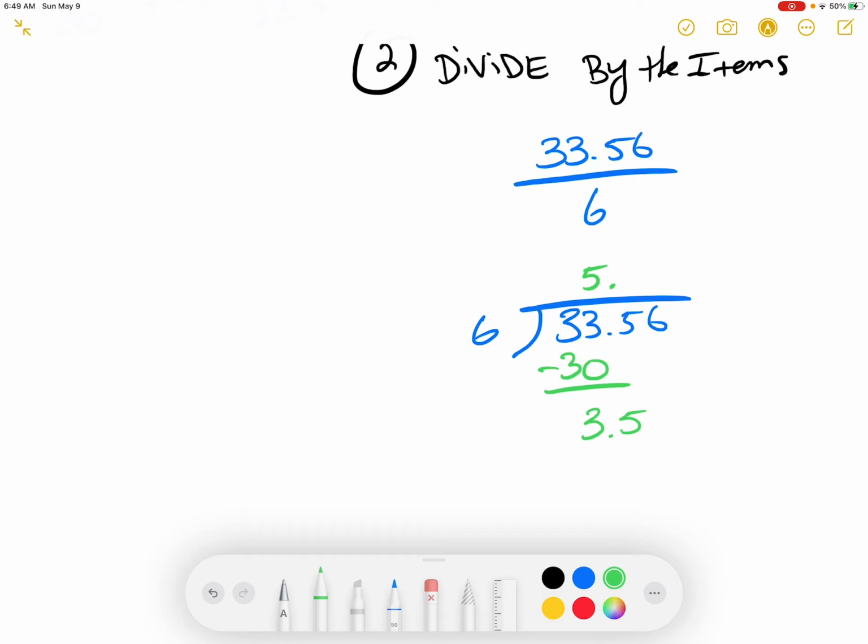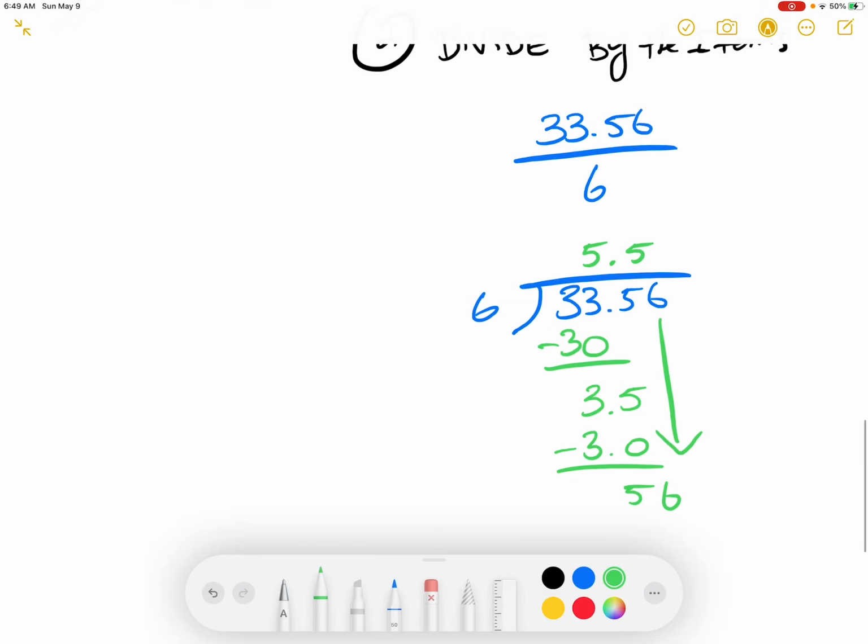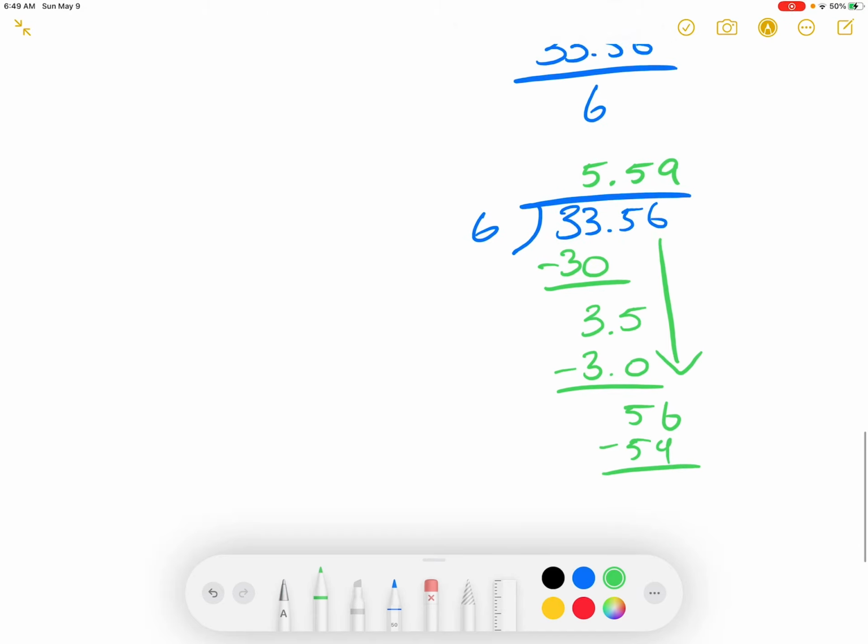Let's put a decimal up here. 6 does not go into 3.5, but it does go into 35. It goes in, again, 5 times. 5 times 6 being 30. Minus 5, drop the 6. 6 goes into 56. 9 times 6 is 54. 56 minus 54 is 2. Add a 0, go down. 6 into 20. Okay, I think we can stop there.